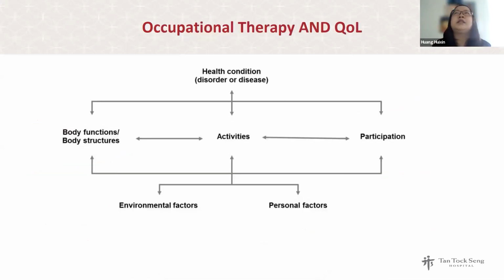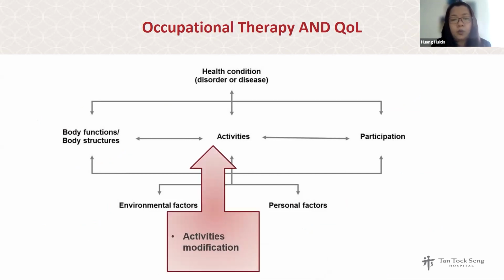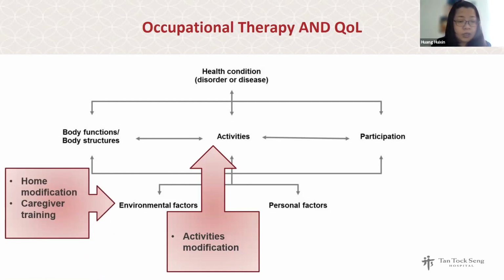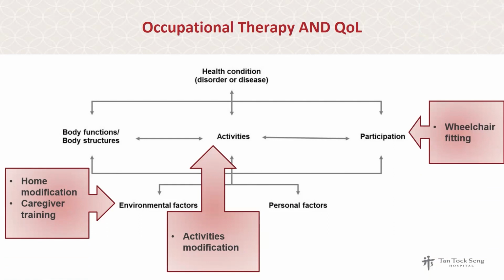Okay, and knowing all those things and knowing the role of OTs, how can we help to improve the quality of life of a person? We all know that the disease tends to limit their activities and participation level. So as an OT, we can look at activity modifications and also environment modification through home modification, caregiver training, and also wheelchair fitting to maximize their mobility and comfort as well. Now I'm going to bring you through the interventions of an OT in these various aspects.